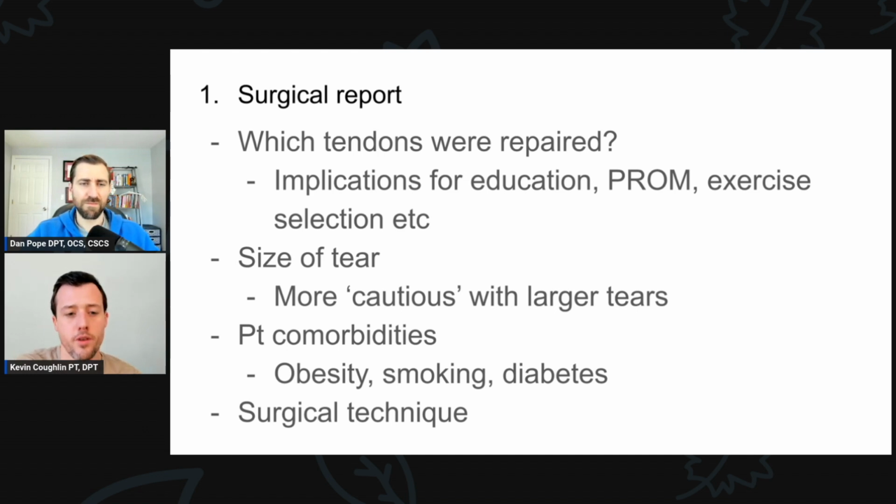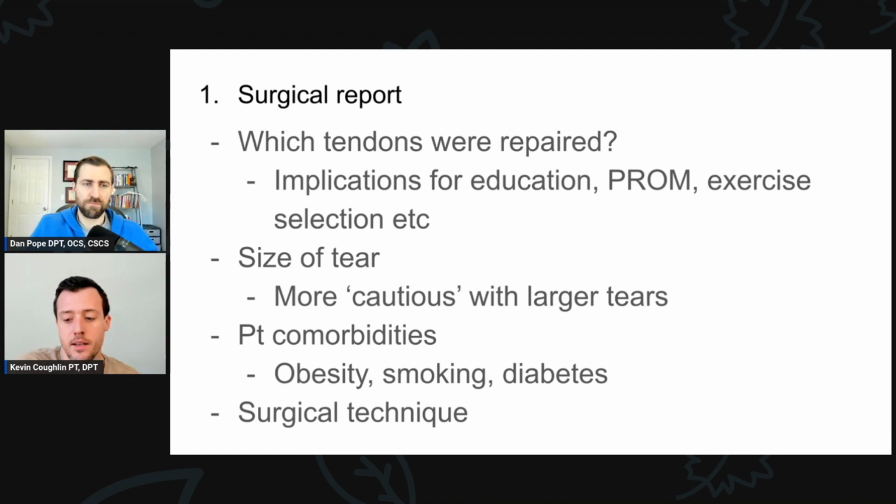So it's important for a bunch of reasons. The first thing you want to know is what tendons were repaired. Was it one tendon? Was it just a supraspinatus? Was there multiple tendon involvement? That's going to implicate many things, our education for the patient, potentially.